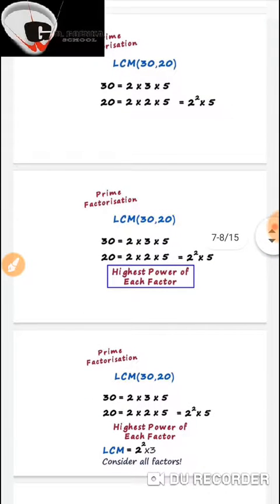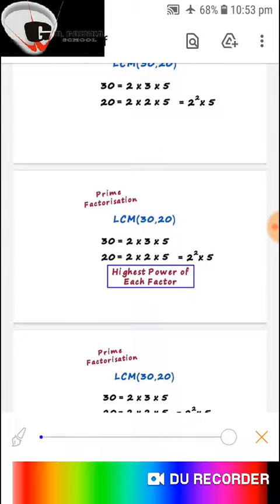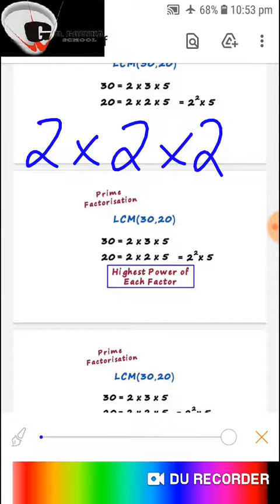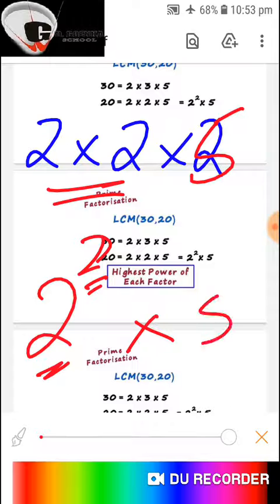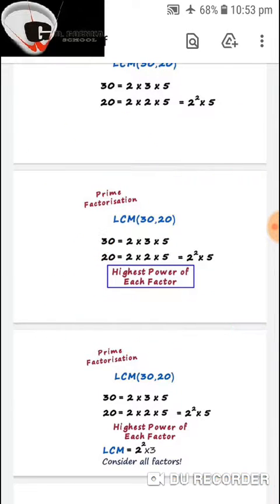Similarly, when we talk about the factors of 20, the factors of 20 are 2 multiplied by 2 multiplied by 5. In exponential form, I can write it as 2 raised to power 2, as here 2 is repeated twice. So I can write 2 raised to power 2, and 5 is repeated only once, so we can write 5 raised to power 1.